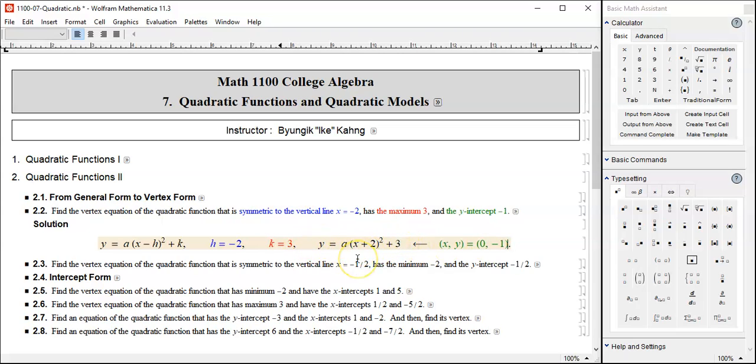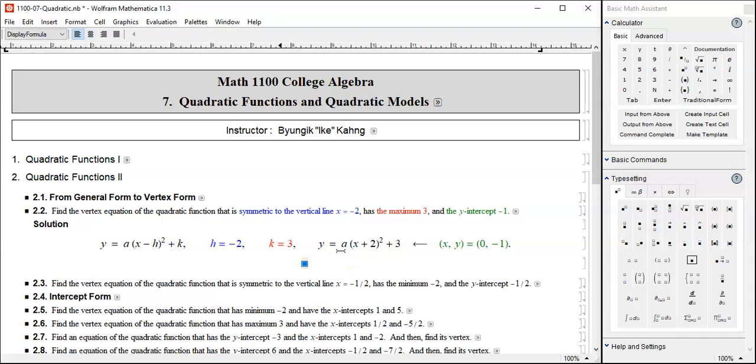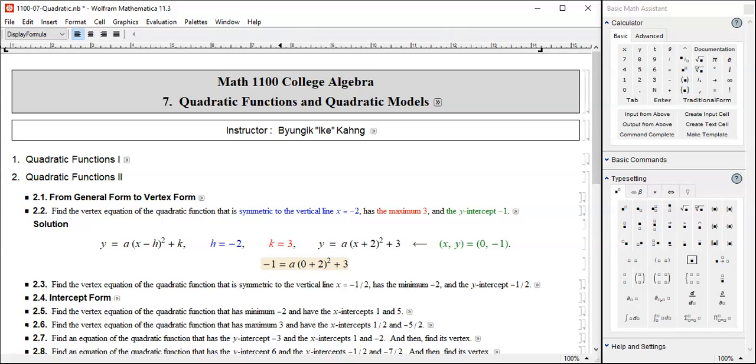Plug it in there. And from here, can we determine a? Yes, we can. So minus 1 equals to a times 0 plus 2 squared plus 3. So 0 plus 2 squared, what is it? Negative 1 equals to 4a plus 3. So a is negative 4.